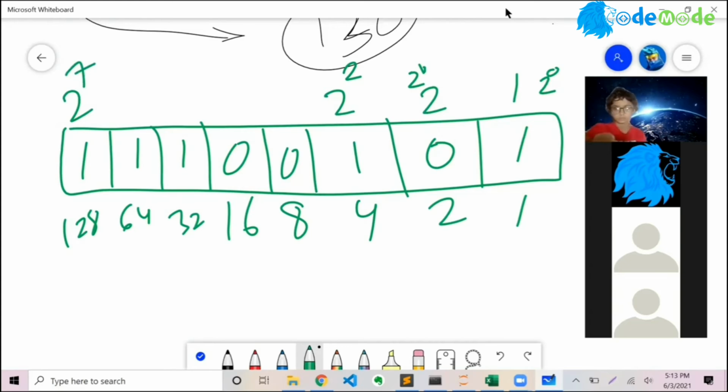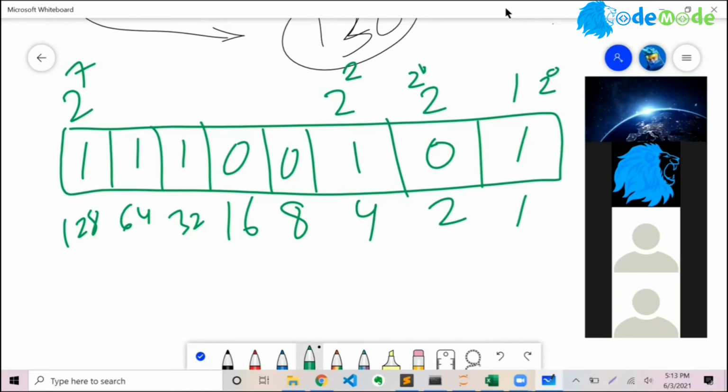Yes, Shan? How did you get 11100101? This is just a binary number. I'm just throwing out a random binary number. Okay. And now I want you to convert this into decimal.